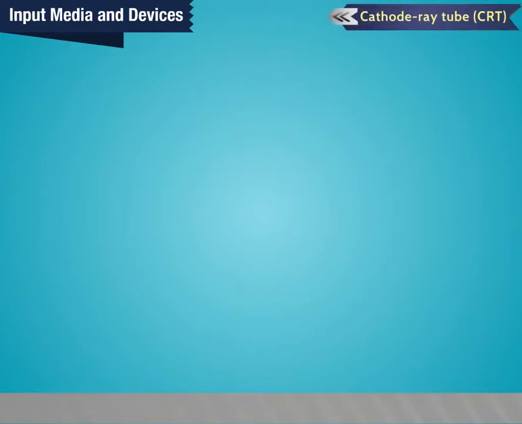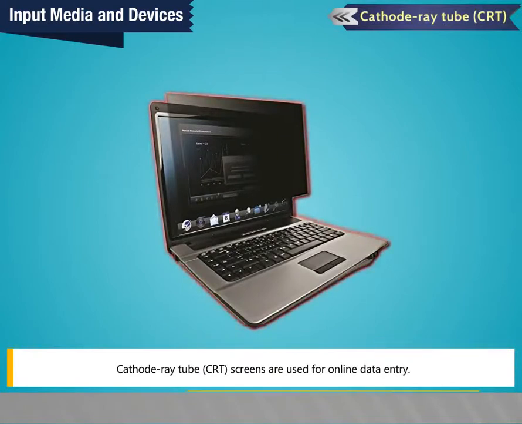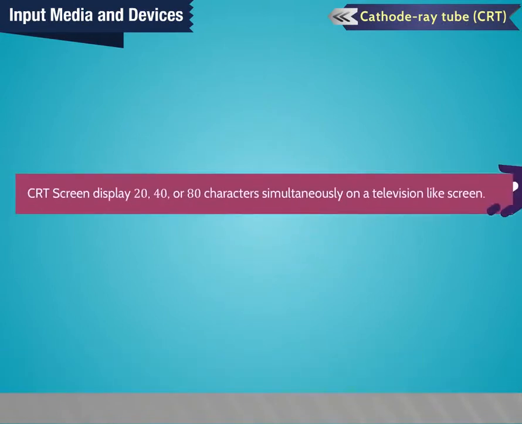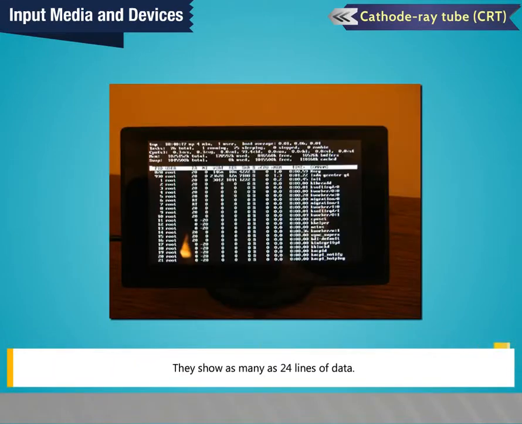Cathode ray tube CRT. Cathode ray tube CRT screens are used for online data entry. CRT screens display 20, 40 or 80 characters simultaneously on a television-like screen. They show as many as 24 lines of data.